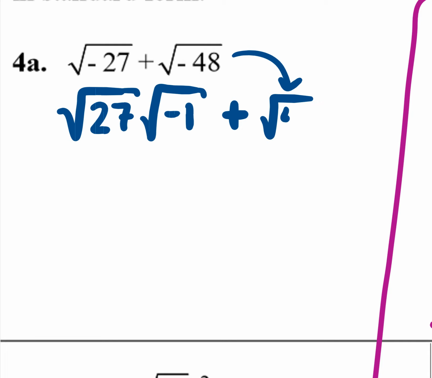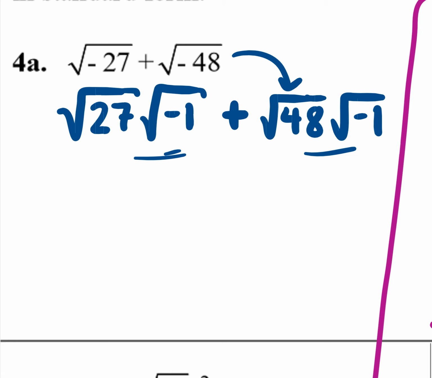I could write that as 48 in its own root, and then the negative 1 in its own root. And they're being multiplied, the 27 and the negative 1, the 48 and the negative 1. I only do that because I would like to see the imaginary number portion separated from the real portion. Because I want to simplify the 27 and the 48 without worrying about the imaginary stuff. So for now, I'm going to leave the 27.